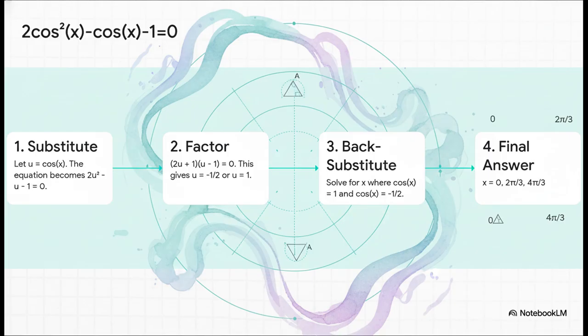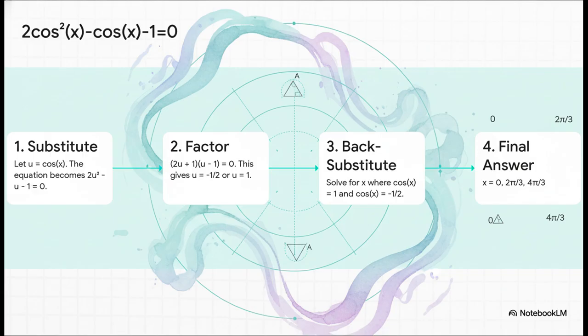Take a look. You see that cosine squared of x and then the plain old cosine of x? That is your giant blinking sign to use the quadratic form. So first step, we do a little substitution. Let's say u equals cosine of x. Now our equation is a much friendlier 2u squared minus u minus 1 equals 0. We can factor that, right? It becomes 2u plus 1 times u minus 1 equals 0. That tells us u is either negative 1/2 or u is 1.